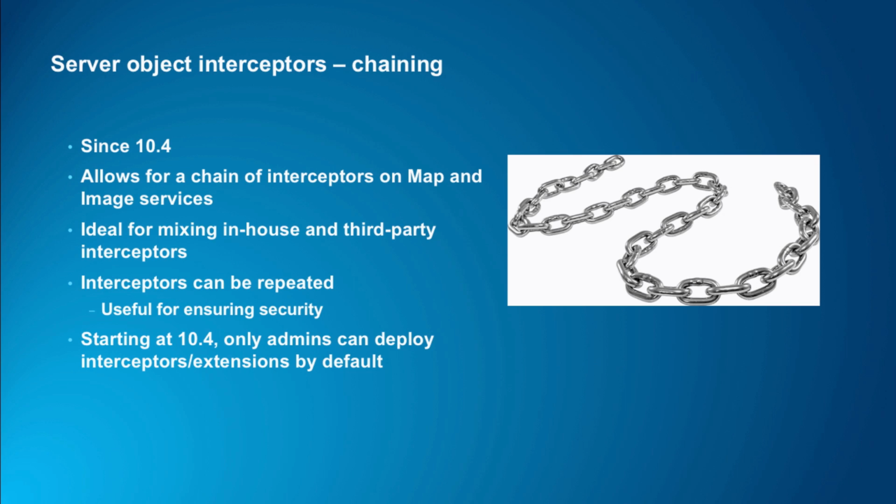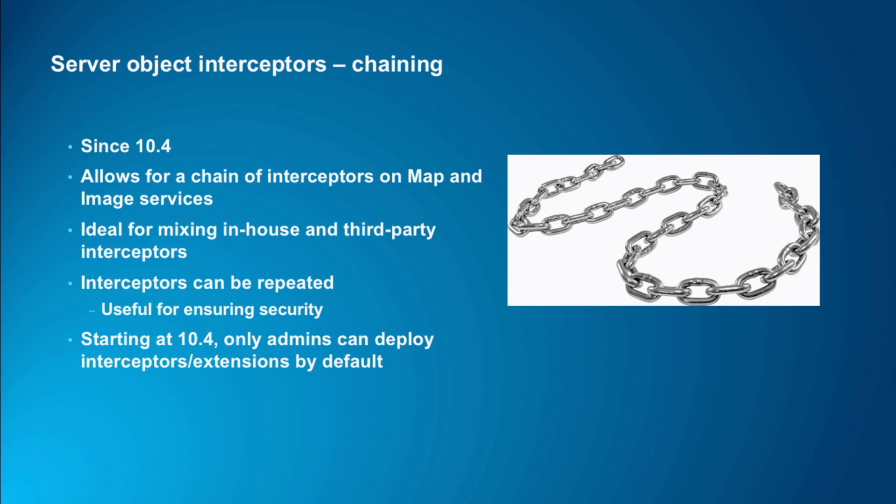Why is this important? Because you may not develop all SOIs in-house. You might write some, and you might buy some from the market, from other vendors. But you still want to apply them in your processing chain for your requests. This interceptor model allows you to chain your requests together before they are handed over to the map server and so forth. Interceptors can be repeated. This is an interesting pattern, and I'll come back to it when we talk through the internals about why it's important that they get repeated.